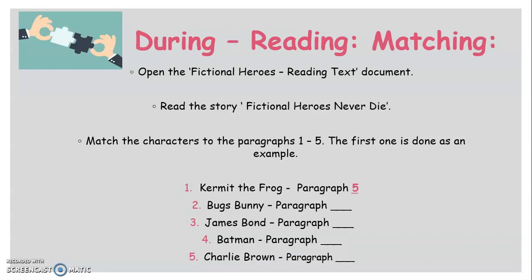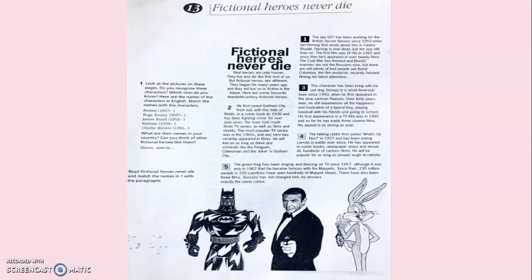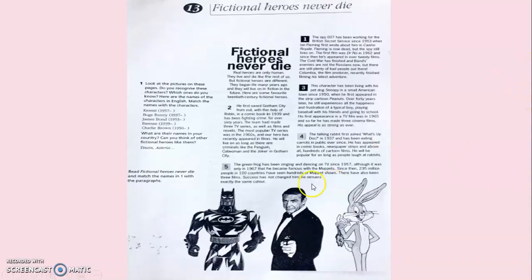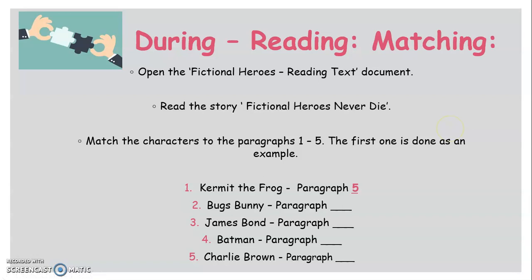Open the Fictional Heroes reading text document. Read the story Fictional Heroes Never Die. This is that story. So open the story and read the story. Then match the pictures to paragraphs 1 to 5, and the first one is done as an example. So we have 1 Kermit the Frog, 2 Bugs Bunny, 3 James Bond, 4 Batman and 5 Charlie Brown. So Kermit the Frog is paragraph 5. And this is paragraph 5. So can you match the other characters to the paragraphs? And you can pause this video here while you do that.